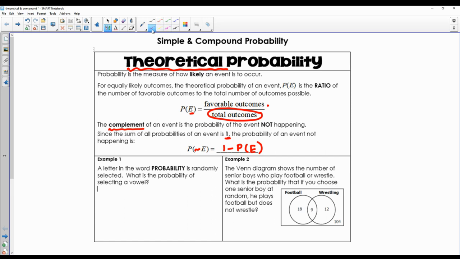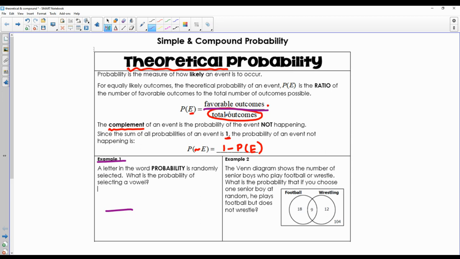All right, so let's look at a real example here. Example 1 says a letter in the word probability is randomly selected. What is the probability of selecting a vowel? So when I always do this, I always draw my fraction lines. So notice it'll always be a fraction right there. And I like to write my answers as fractions. If I did put the decimal answers in all of the problems, so if you like decimals better, that's fine.